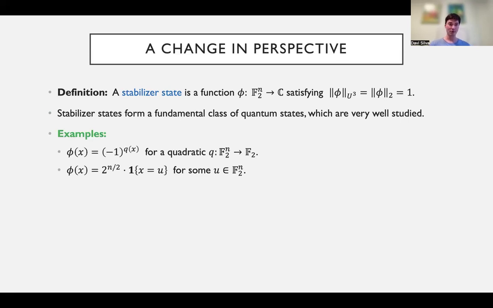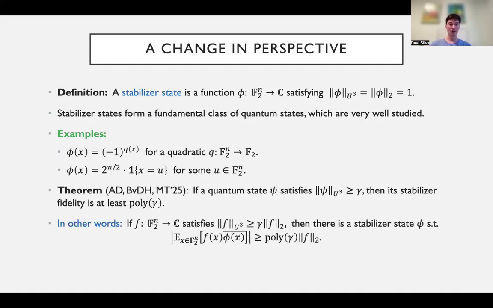So some examples. The quadratic phase functions are always stabilizer states for any quadratic Q. However, we also have something very different, like for instance the indicator function of a singleton, appropriately normalized to have L2 norm equal to 1. This will also be a stabilizer state, even though it's very far from being a quadratic phase function. And then a recent theorem shows that a quantum state has large U2 norm if and only if its stabilizer fidelity is at least poly gamma.